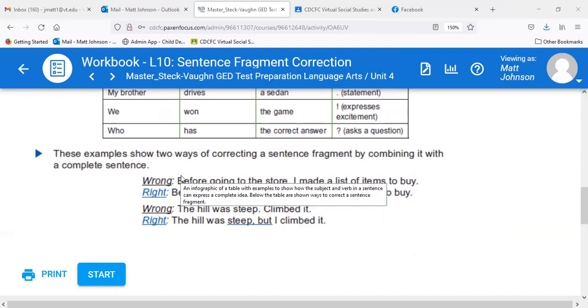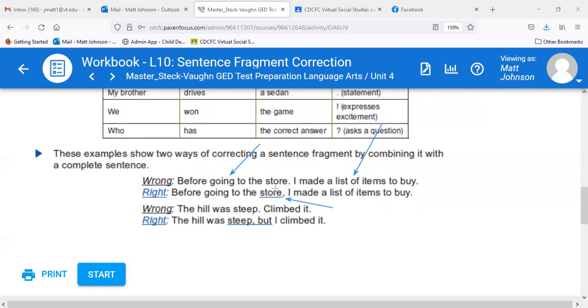This is wrong. The top one, before going to the store, I made a list of items. So I made a list of items, right? That's a complete sentence. That stands alone by itself. Before going to the store, that doesn't tell me anything, right? If I just walked up to somebody and said, before going to the store, and I walked away, they're probably gonna think I'm a lunatic, right? I didn't give them enough information. So before going to the store, and then here, we add a comma.